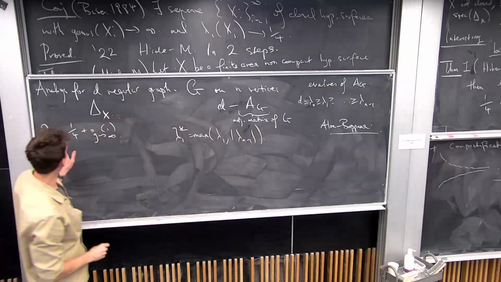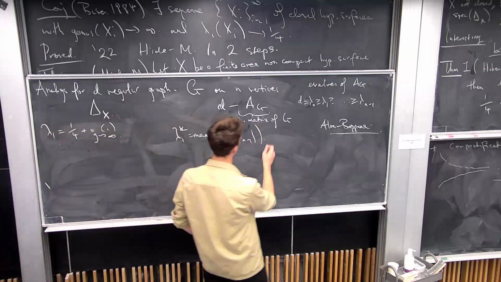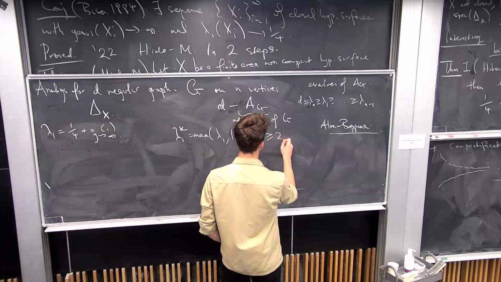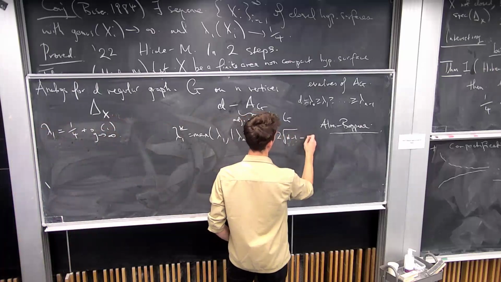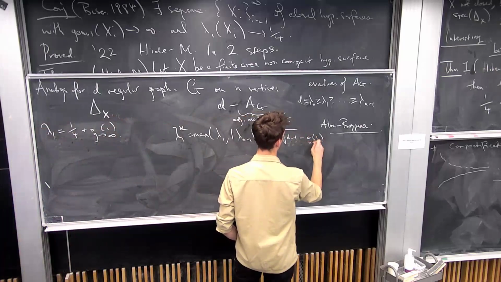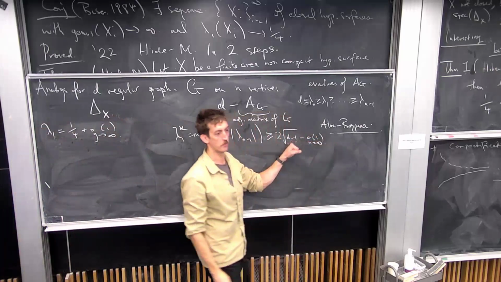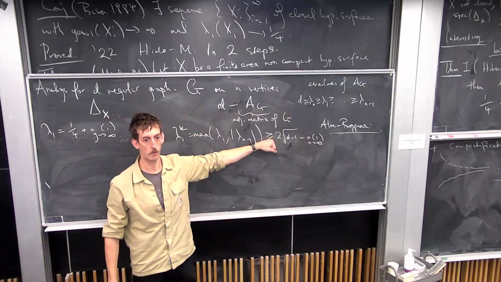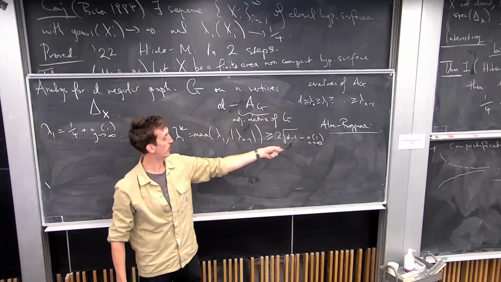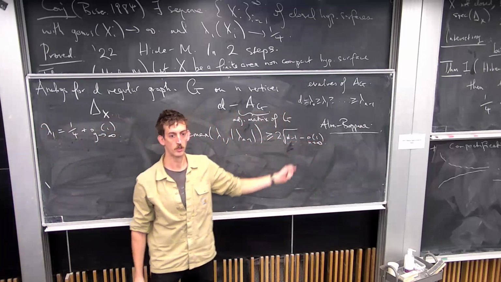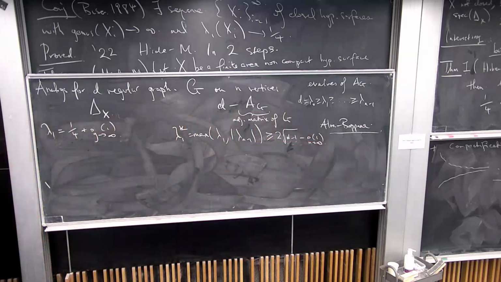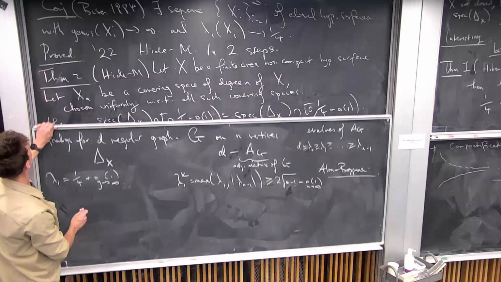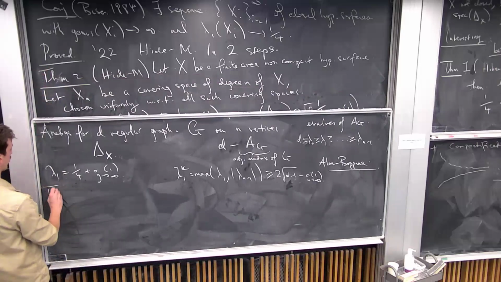And the analog of this is that this is at least 2 root d minus 1 minus small o of 1 as n tends to infinity. This is a very famous bound in spectral graph theory called the Alon-Boppana bound. This is the spectral radius of a d-regular tree. What's next? Okay, theorem 2. Did I call it theorem 2? Yeah, I did. Okay. What's the analog of theorem 2?